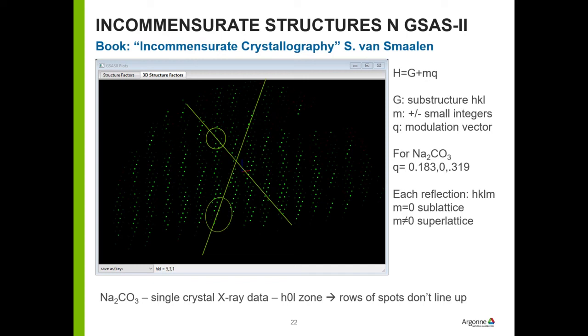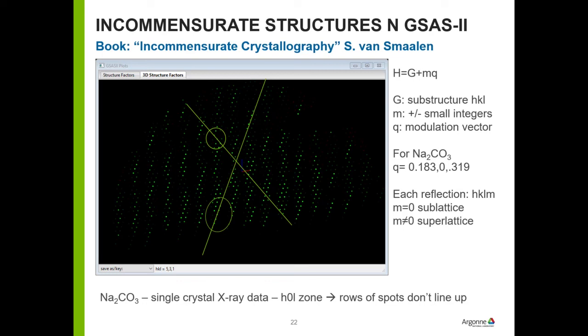Basically, what's going on is that you get rows of spots like this that don't line up, okay? If you stand back and close your eyes a little bit, you can imagine that there is a sublattice in here, which is there, there, there, and there, and so forth. This is a single crystal X-ray pattern of sodium carbonate. And I made a comment earlier, it's so shocking how simple some of the materials are that give you incommensurate structures.